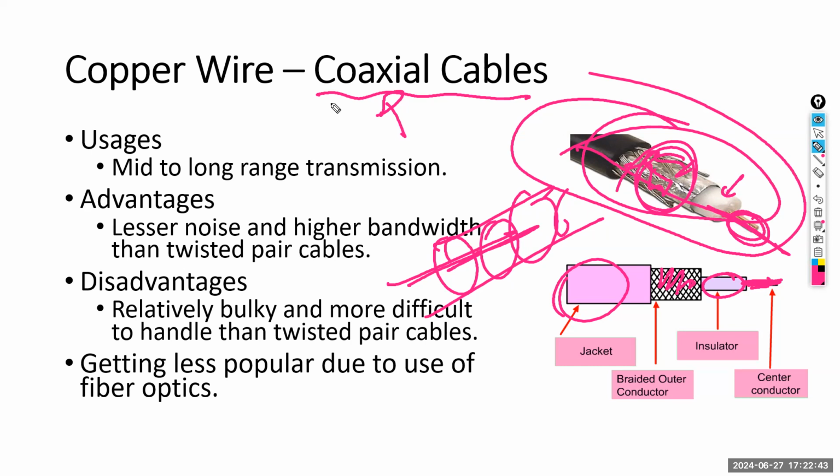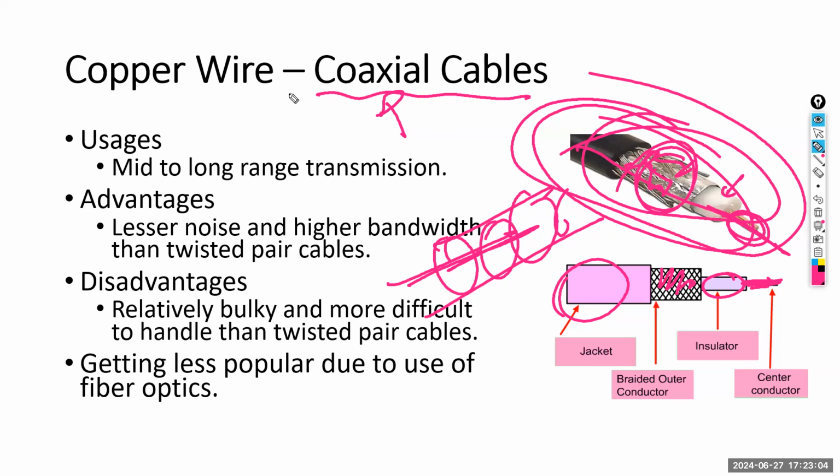So therefore, this is better, but only thing is this is bulky. This is bulky cable compared to twisted pair. So therefore, not very convenient for use in our home environment or even office environments. So that is why we go for twisted pair, though this has better bandwidth.